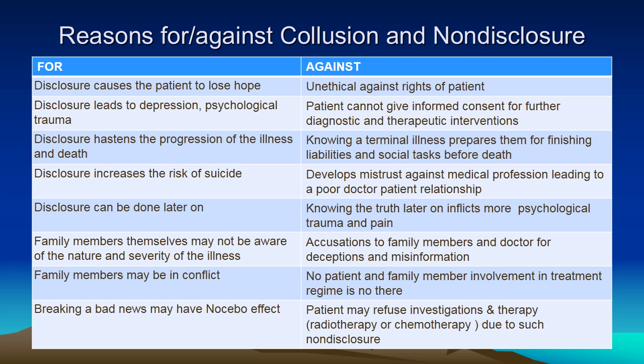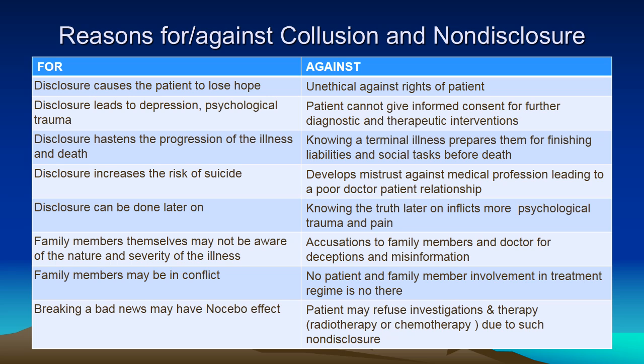It should be disclosed because it's the right of patient to know. Patient cannot give informed consent for further diagnostic and therapeutic interventions if patient doesn't know what he or she is suffering from. Knowing a terminal illness prepares patients for finishing liabilities and social tasks before death. Non-disclosure develops mistrust against medical profession, leading to a poor doctor-patient relation. And therefore, non-disclosure or hiding information is not an ethical practice. Knowing the truth later on inflicts more psychological trauma and pain, and leads to accusations against family members and doctors for deception and misinformation.